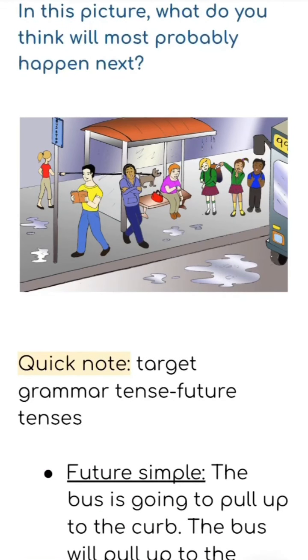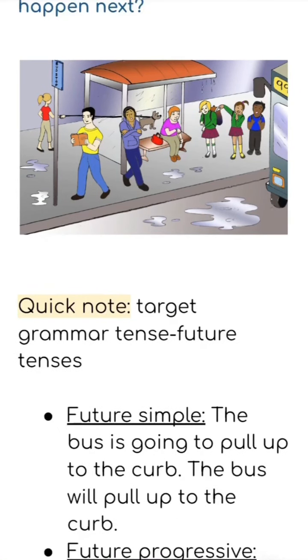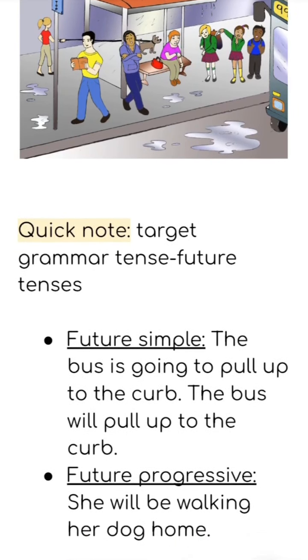The quick note here is that the target grammar tense is the future tenses. So you have the future simple, like the bus is going to pull up to the curb, or the bus will pull up to the curb. So remember, the future simple is going to or will. And then we also have here the future progressive. She will be walking her dog home. So I would recommend to practice for this task reviewing these two tenses, just so they're fresh in your head and you're saying them correctly, because you are marked on your grammar for this task.